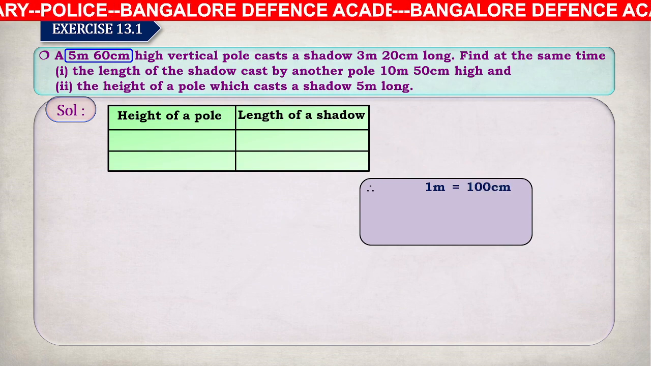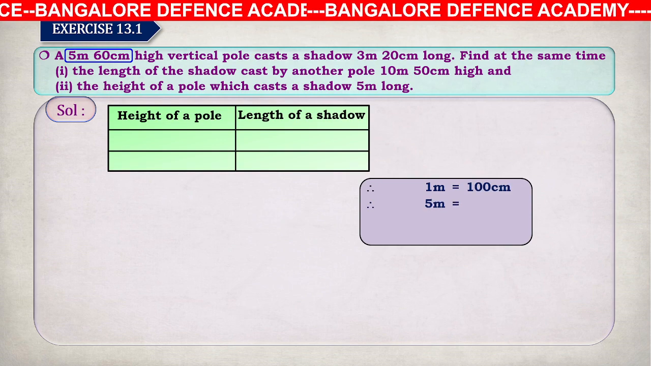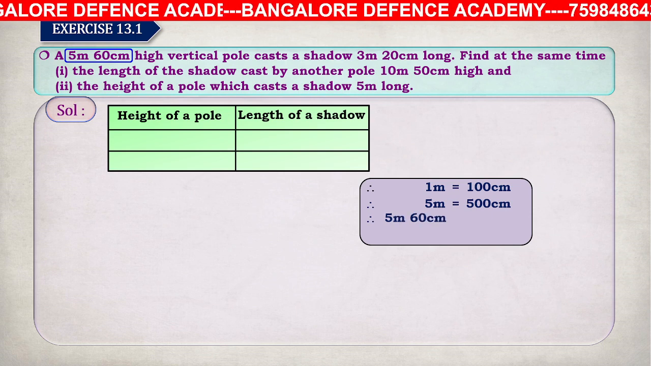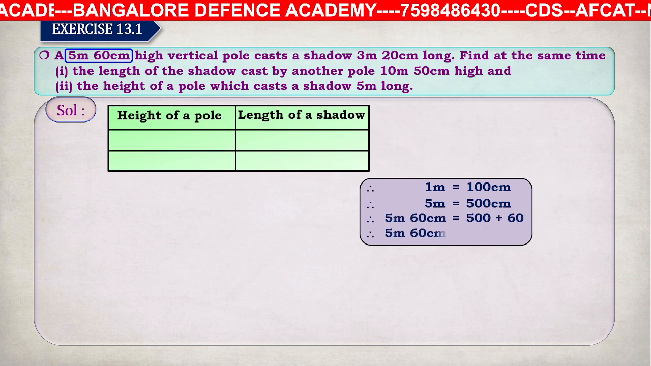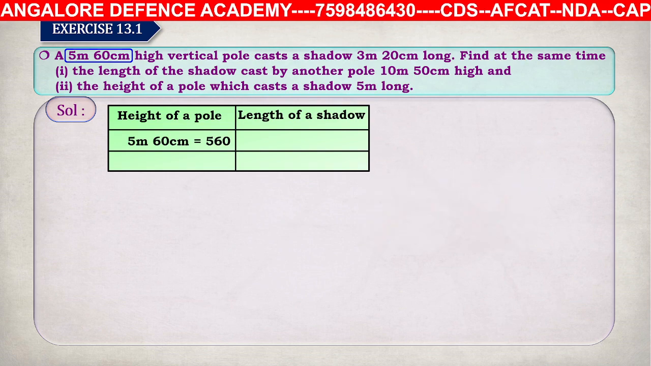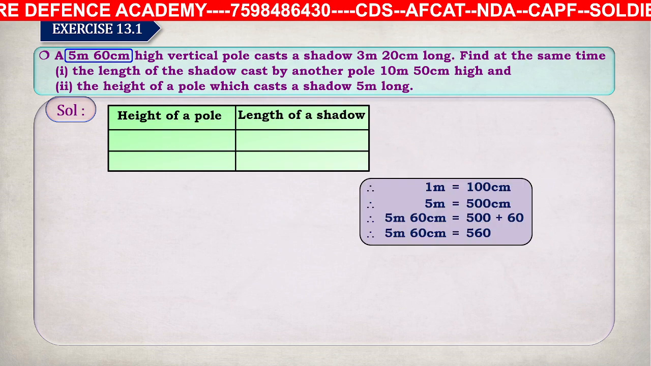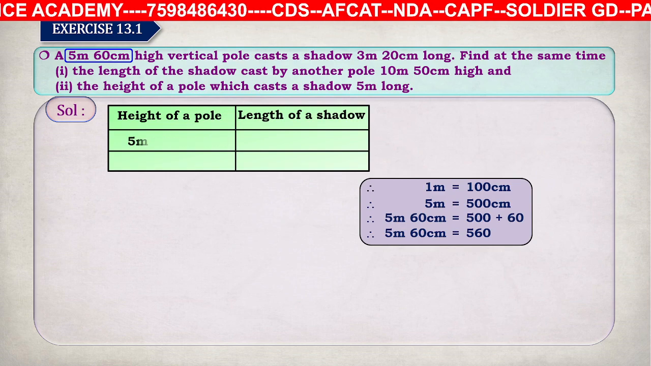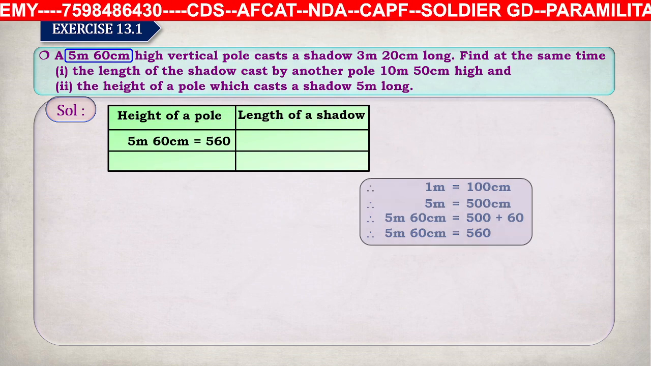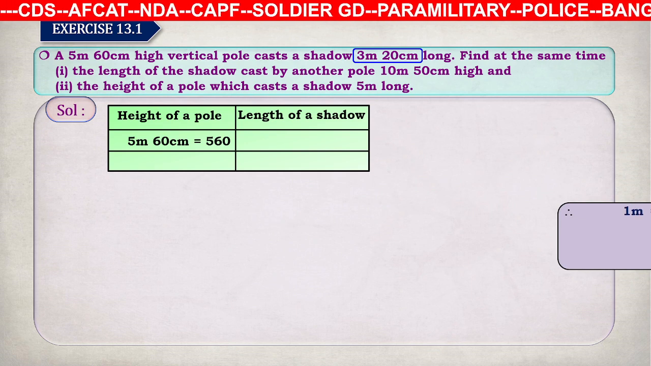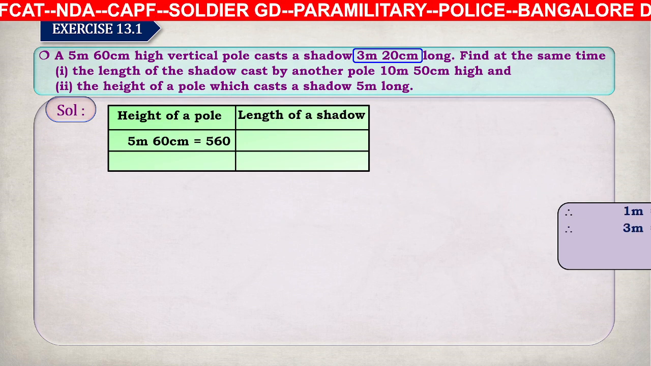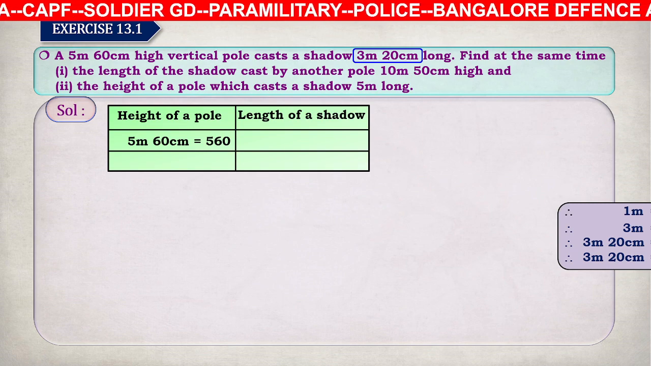So 1 meter, you know, it is 100 centimeter. So for 5 meter it will be 500 centimeter. For 5 meter 60 centimeter, I have to take it as 500 plus 60, that means 560 centimeter. So here the height of the pole, I take it as 560 centimeter. Okay, then length of the shadow. Similarly, you are going to find the length of the shadow in meters, that will be 320 centimeter. Okay, so you have to convert that into centimeter.